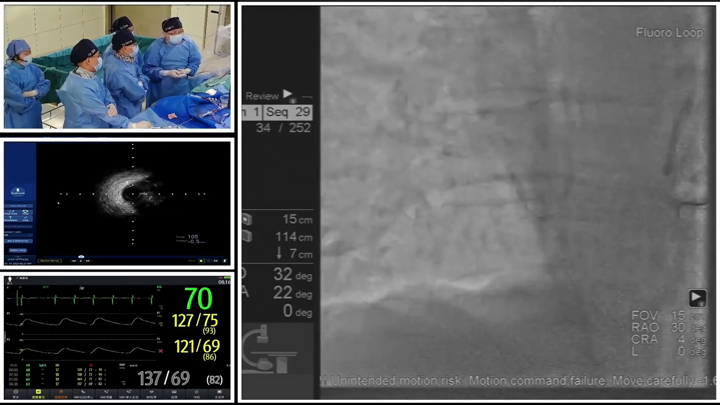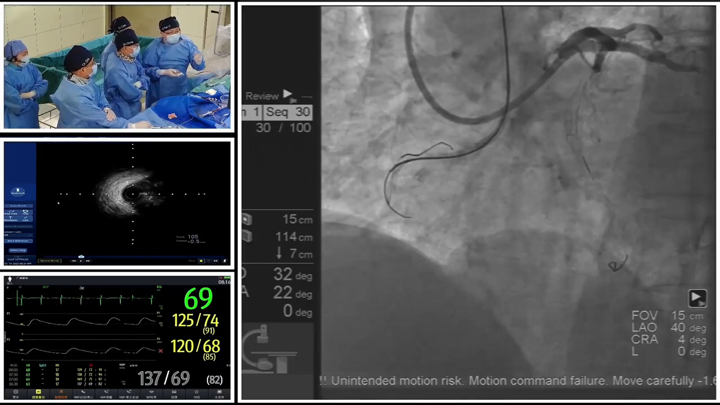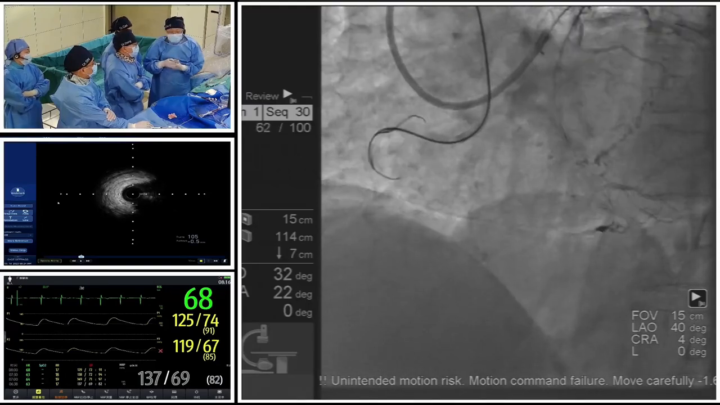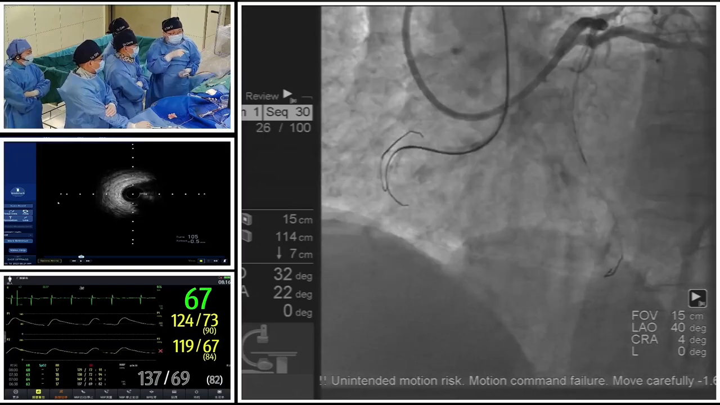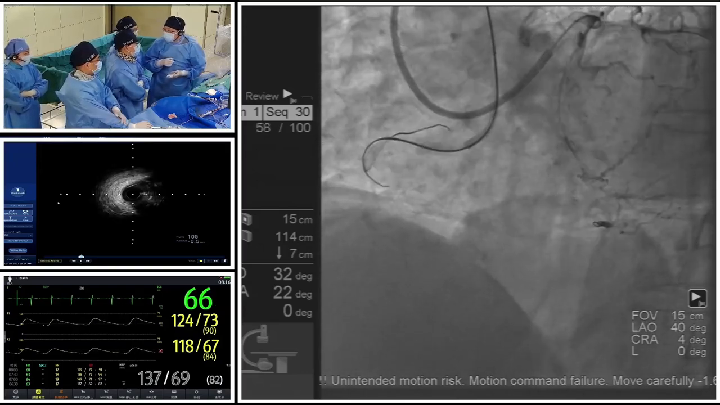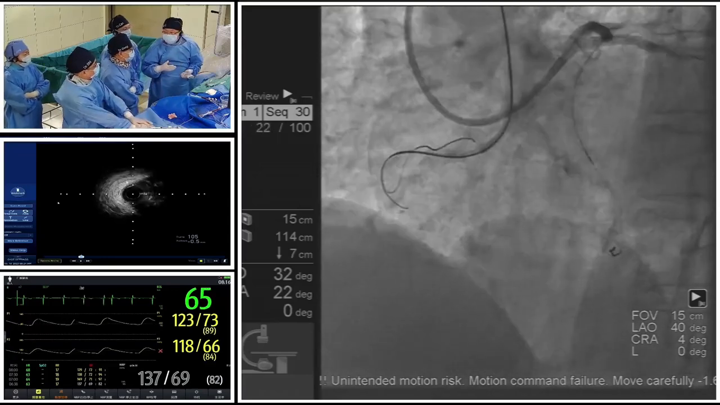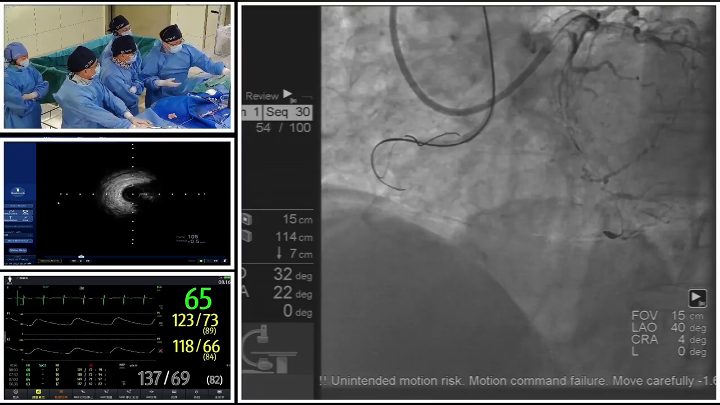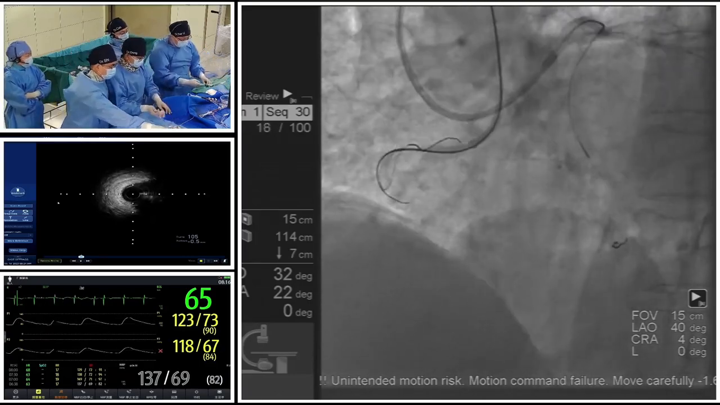And this time, CP wire and use a relatively long and large angle. So we already advanced the CP wire a little bit, but we don't know if the direction is right. Next, I will use the IVUS to check the direction, if the direction is right.